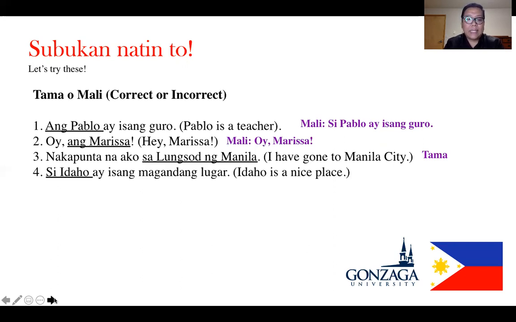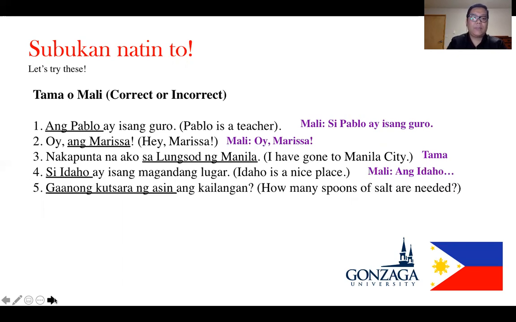Number 4, si Idaho ay isang magandang lugar, or Idaho is a nice place. Is it tama o mali? Okay, this one is actually mali. Okay, again, Idaho, a name for a place, although it's a proper noun, remember that names for places are treated like common nouns. So we cannot use si or sina. Instead, we can use ang or the, or in English, it doesn't have direct translations. We say, ang Idaho, or Idaho is a nice place.